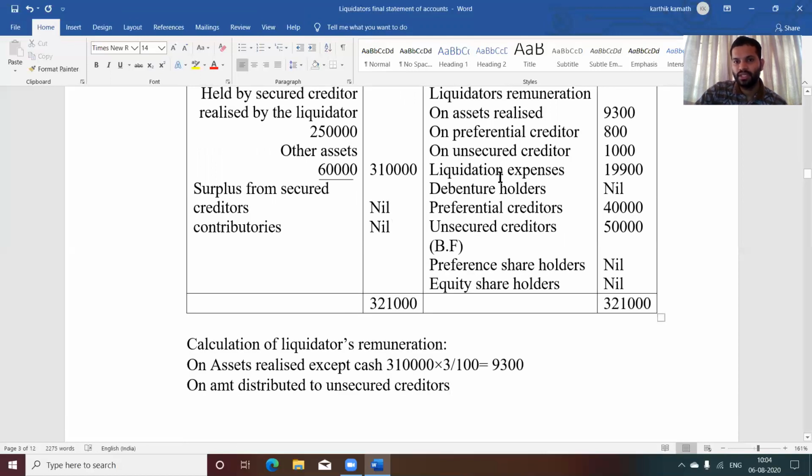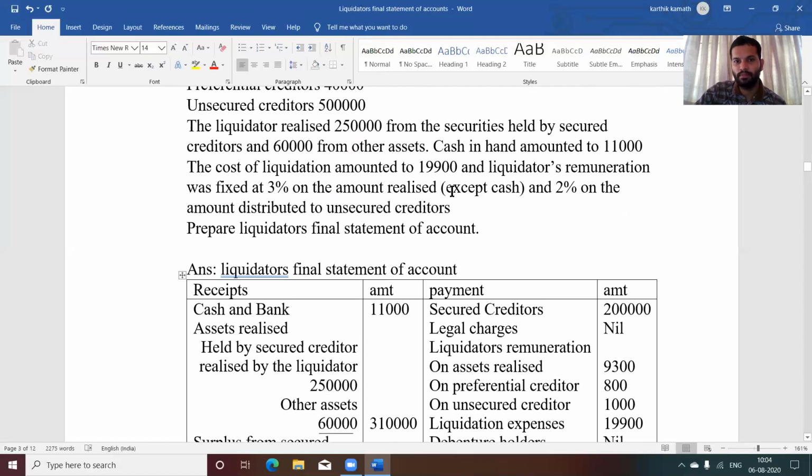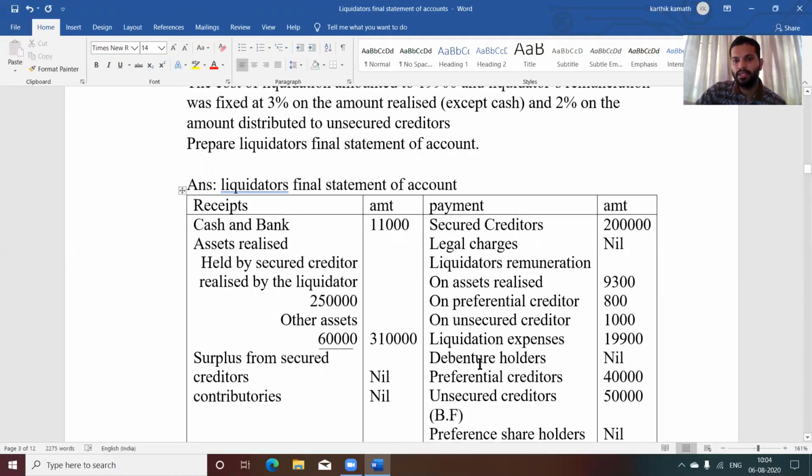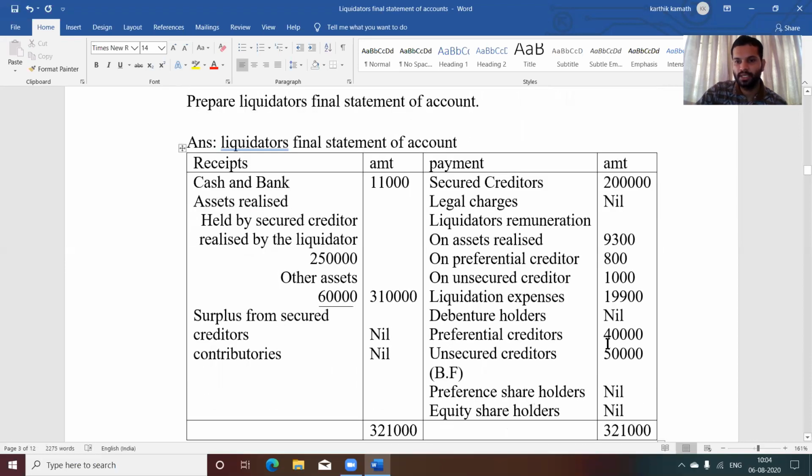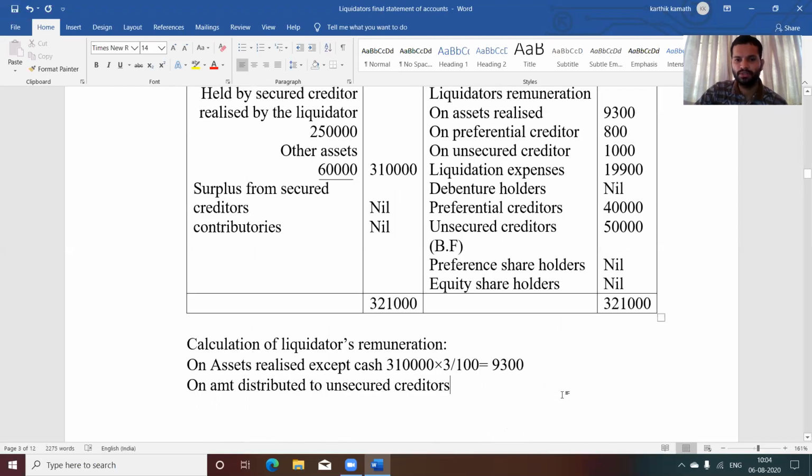Now next, liquidation expenses. These two, preferential creditor and unsecured creditor, leave as they are. Liquidation expenses directly given in the problem, 19,900. Debenture holders, what about debenture holders? No information, nil. Preferential creditor is also mentioned in the problem, 40,000, so directly enter 40,000. Unsecured creditor in this problem will be the balancing figure, so leave it as it is. Preference shareholder and equity shareholder payment information is not given in the question, so that also we will leave as it is.